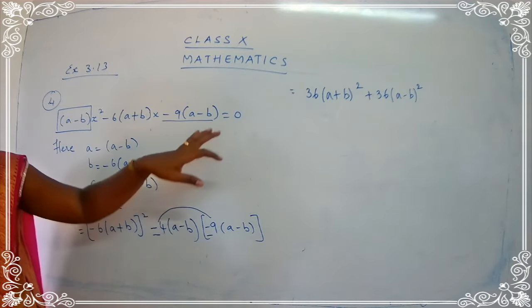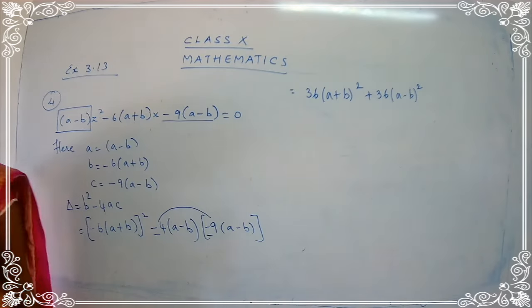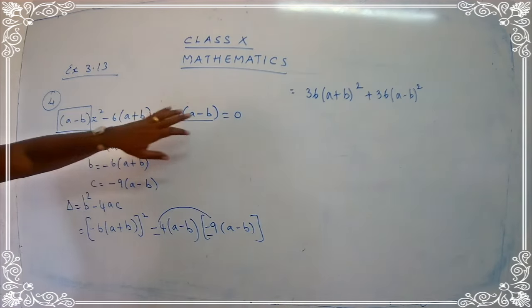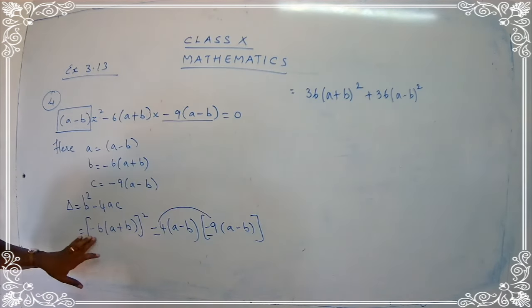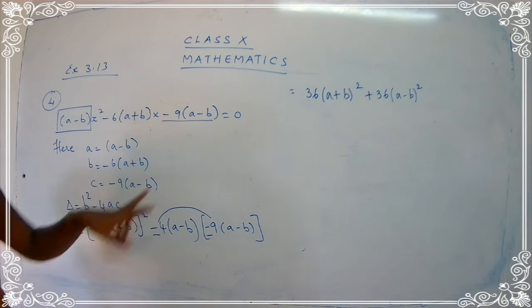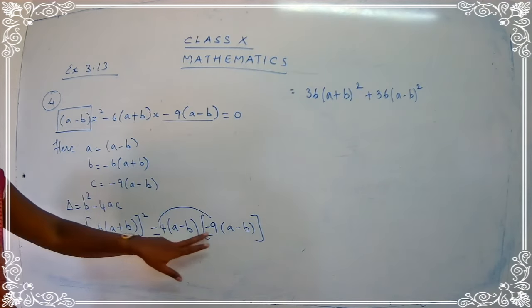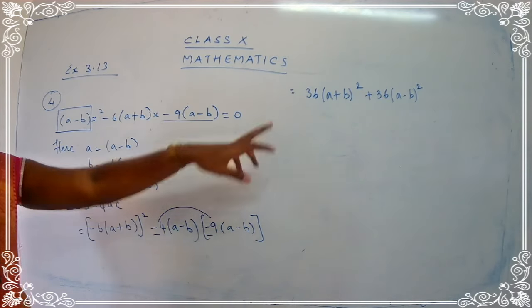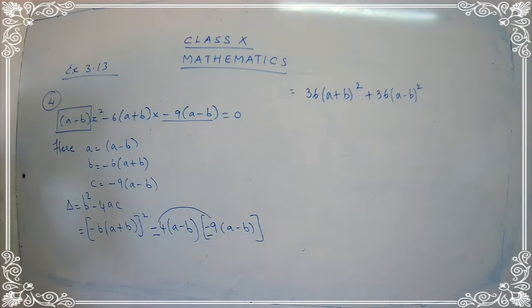So now I hope you are clear with the answer. So just write down the answer, children. Is it clear? Yes. So take down the answer. So what we get? 6 square is 36. That minus 6 square is 36. A plus b the whole square. Minus 4 into minus 9 is plus 36. A minus b into a minus b. It's a minus b the whole square.